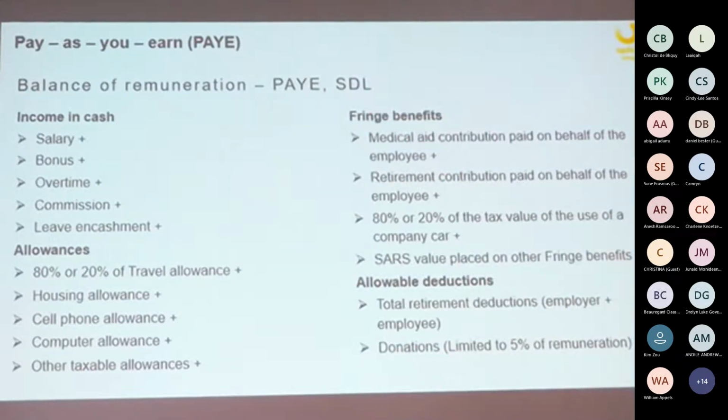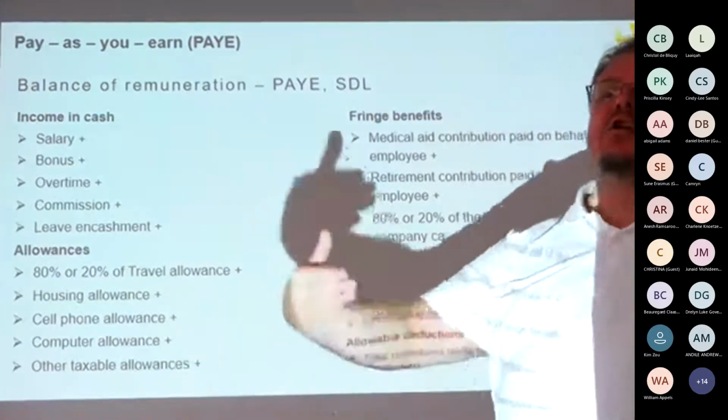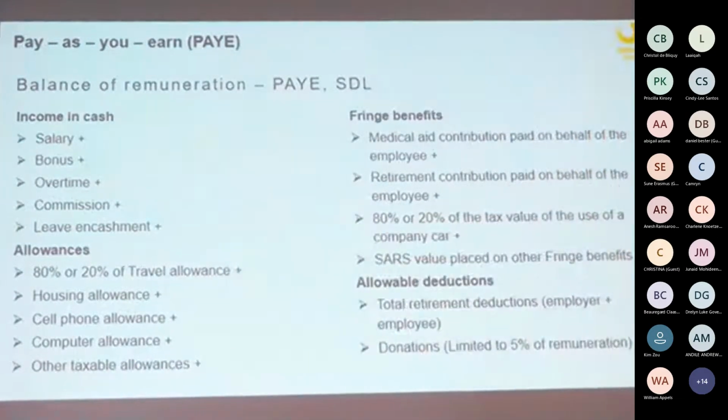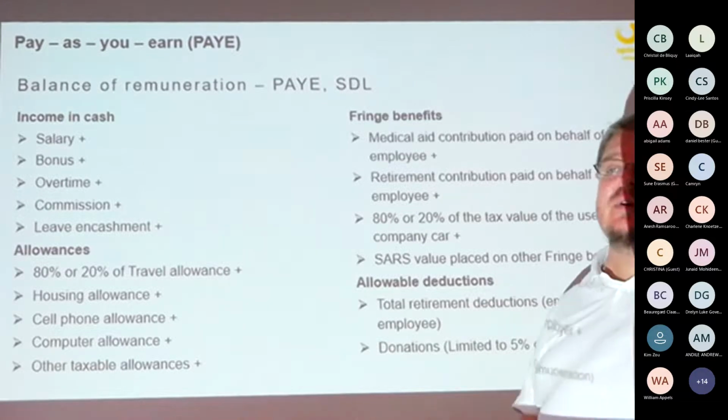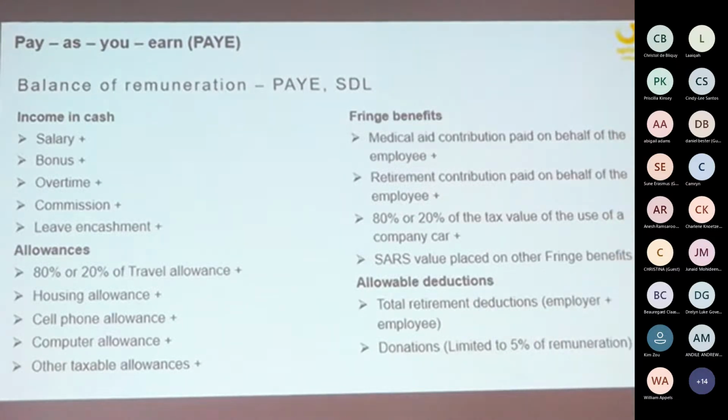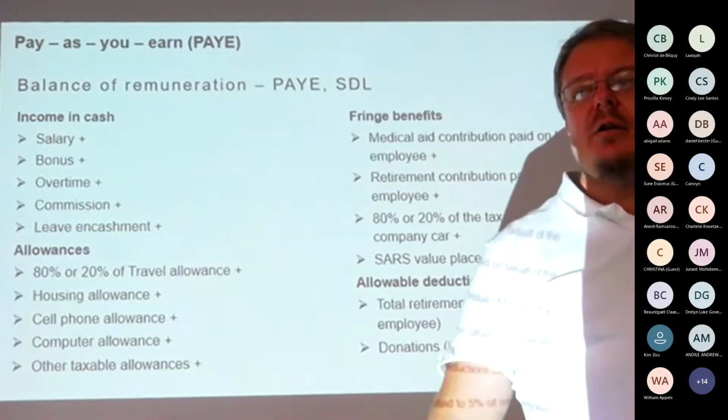Then we get our allowances. Allowances is money that we get that we need to use for something specific. I'll jump to the second one, which is your housing allowance, your cell phone allowance, your computer allowance, and then other taxable allowances, or other allowances that the Receiver of Revenue sees as taxable. The first one, which I skipped, is your travel allowance. Travel allowance is worked out on a 20%, 80% rule.